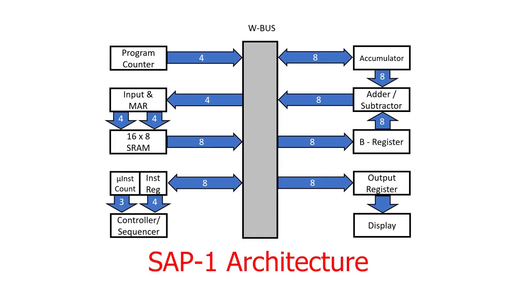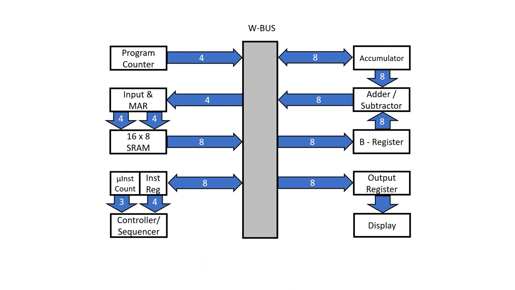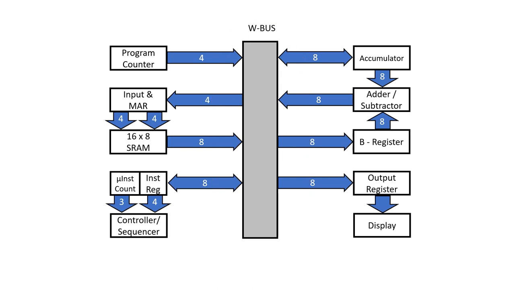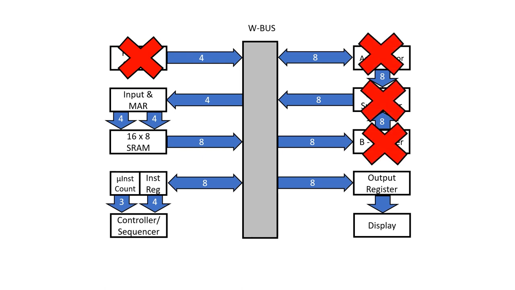Here's an overview of the SAP-1 architecture as described in Albert Paul Malvino's book. It's centered around this 8-bit W bus in the middle of the design. There are some hardware features I can get rid of and still execute code compatible with this machine. First, I don't really need a hardware program counter. It also turns out that I don't need hardware for the accumulator, B register, or ALU.